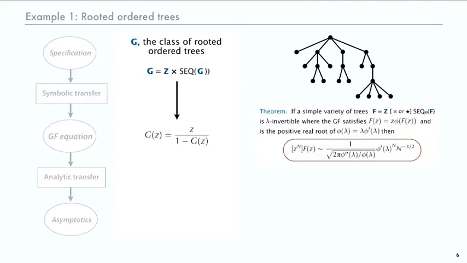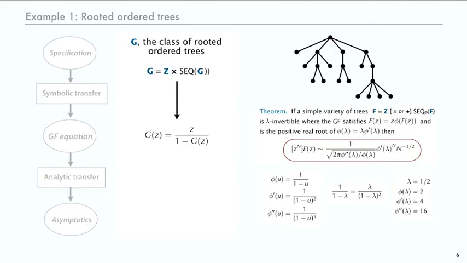Now we're going to apply the theorem for simple variety of trees. And what that means is we first have to identify the characteristic function. That's 1 over 1 minus u. We compute its derivatives. So that's easy, 1 over (1 minus u) squared and 2 over (1 minus u) cubed. And then we get the characteristic equation, which is 1 over 1 minus lambda equals lambda over (1 minus lambda) squared. That's setting phi equal to lambda phi prime, and you get lambda equals 1/2.